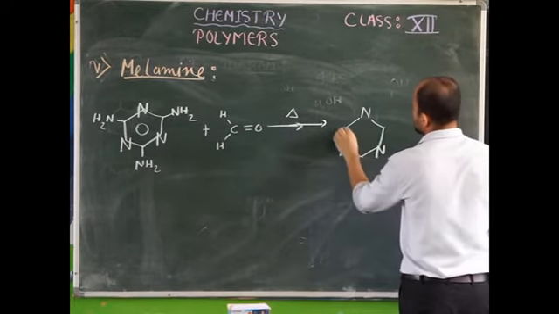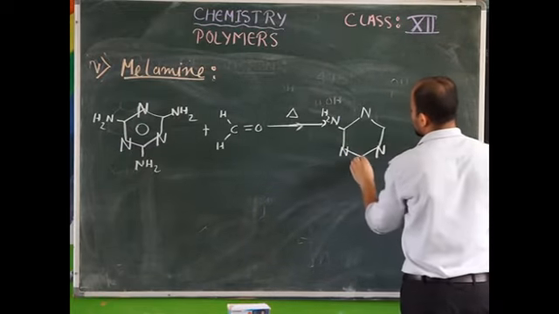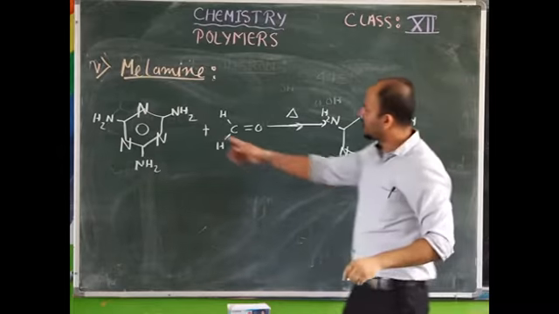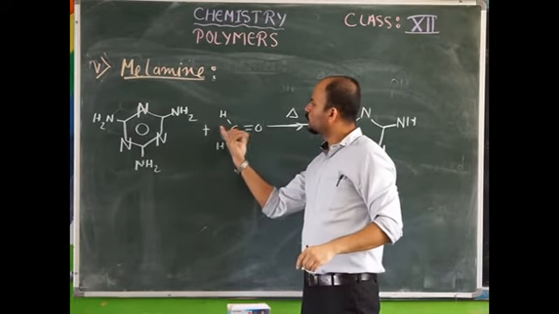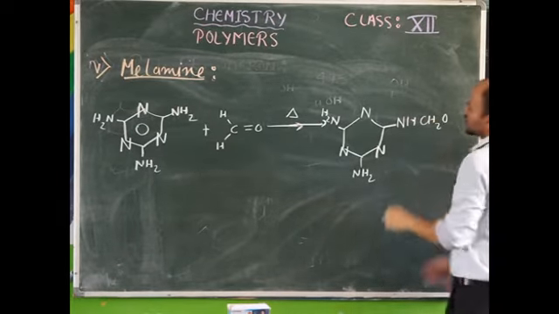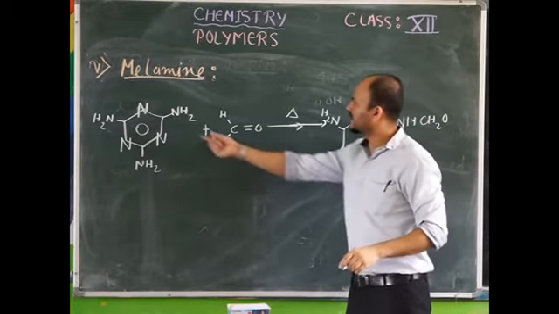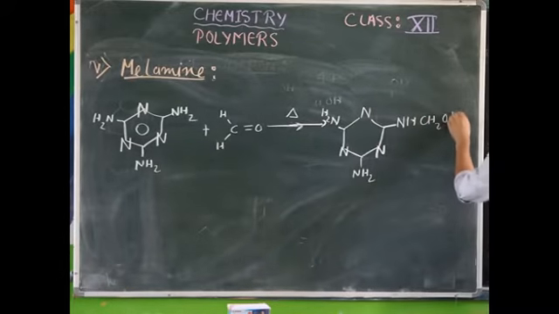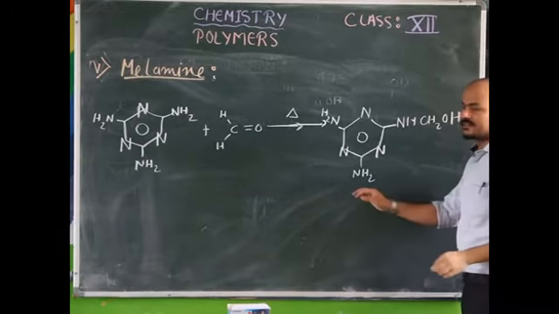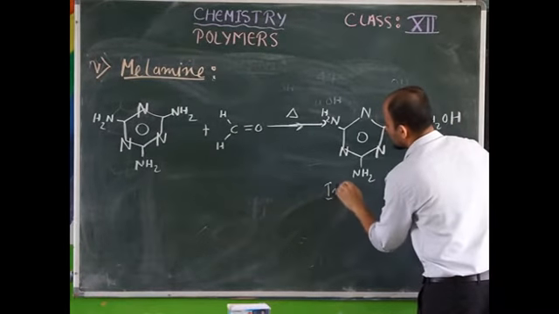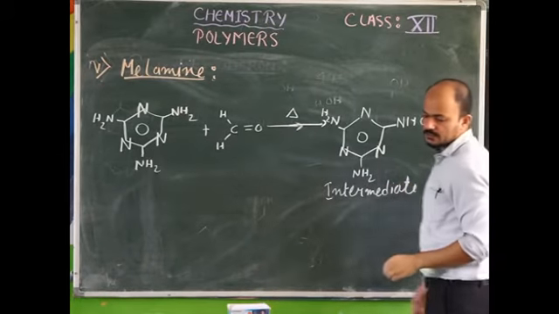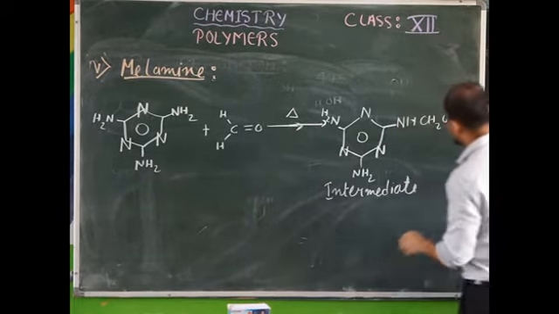This is the intermediate. Here we have an NH2 group, here an NH2 group. And here, as I told you, one of the hydrogens of NH2 will be replaced by this whole group, and we get NH, CH2, O, and that one hydrogen will be coming here to make it OH. Now this is the intermediate, very simple. This is the intermediate product, that is, the resin intermediate.